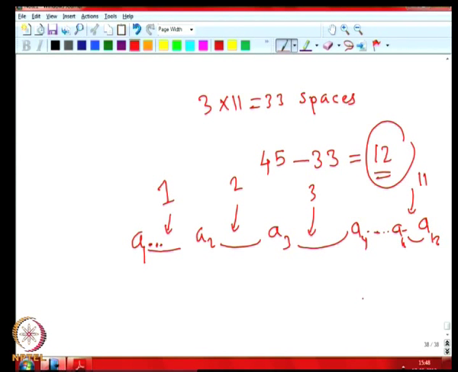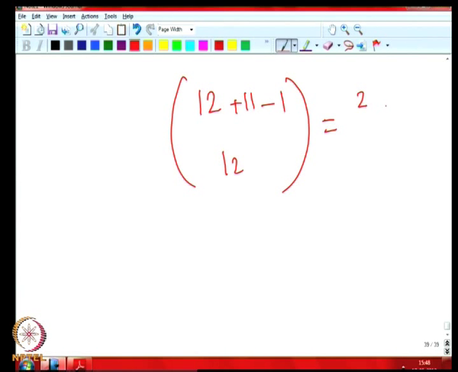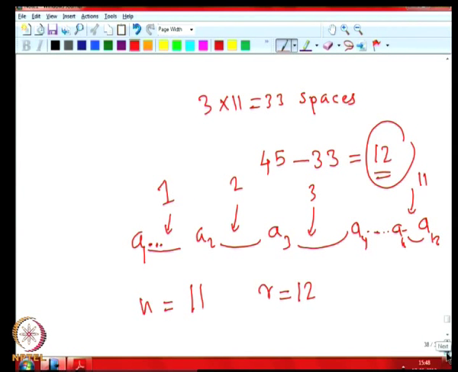So we know that these are now labeled boxes. How many labeled boxes? 11, that will be n, and the number of identical balls corresponds to the number of spaces, that is r equal to 12. So the number of ways we can do this is 12 plus 11 minus 1, choose 12, that is 12 plus 10, that is 22 choose 12. This is the number of ways we can do that.